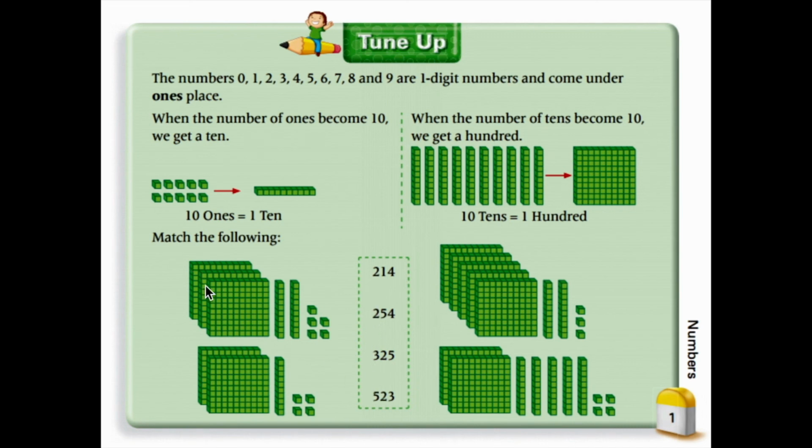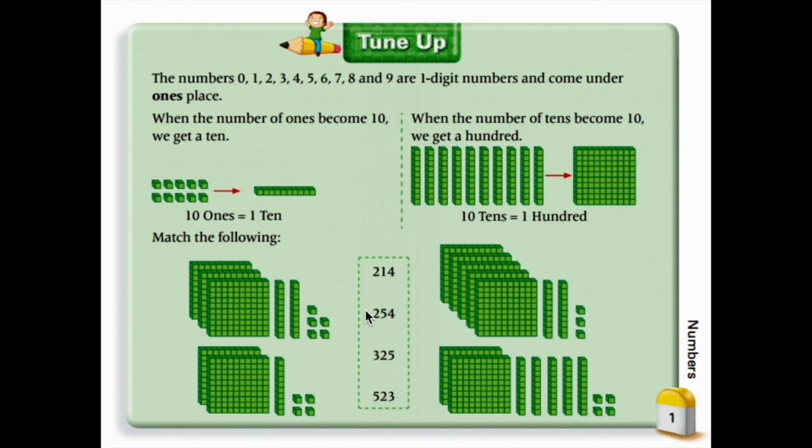So the first one we have 3 hundreds, 2 tens and 5 ones. Now over here this is the number which has digit 3 in the hundreds place, and if we look at the tens place it has 2, and over here also 2 tens and 5 ones, and over here 5 ones. So this set of blocks can be matched with the number 325.